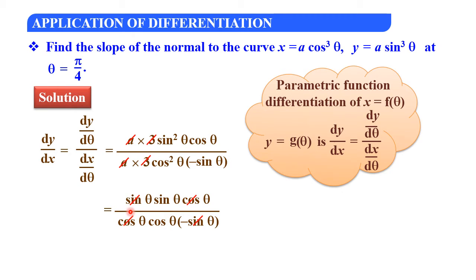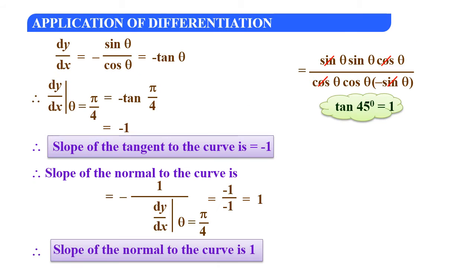Okay, next after this, dy by dx equal to minus sin theta divided by cos theta is remaining, this is equal to minus tan theta. When you will be finding the slope of the normal to the curve, first of all find dy by dx at theta equal to pi by 4, which is minus tan theta, in the sense pi by 4, so its value is minus 1.